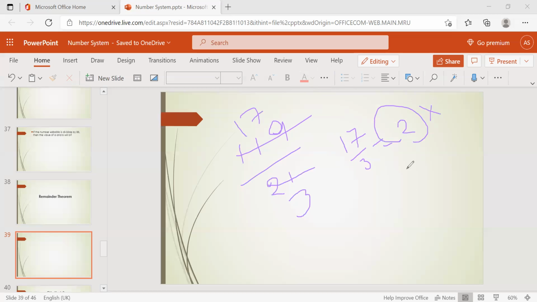But it is wrong. Whenever you are simplifying, this remainder will be less than the actual remainder. So whichever number you used to simplify this, we have to multiply by that number. We are getting 2, right? So 2 into 7 is nothing but 14. 14 is the correct remainder actually. Okay?